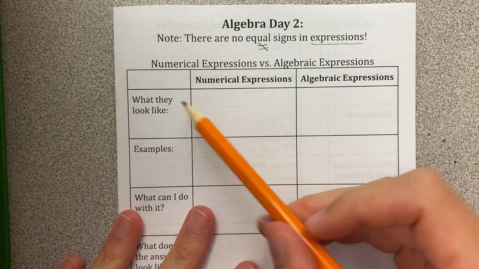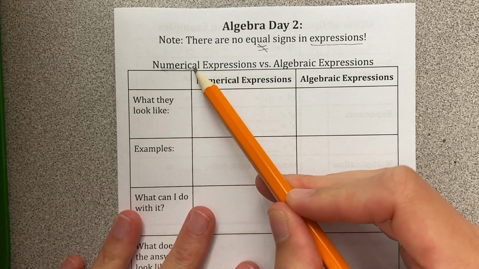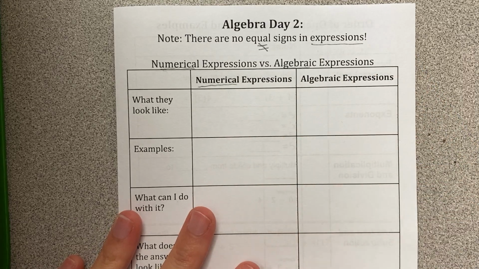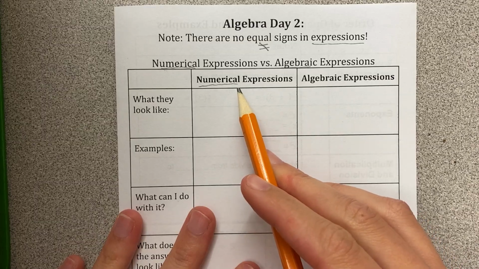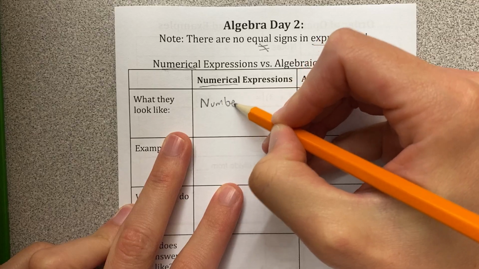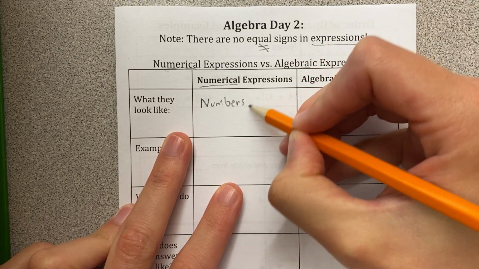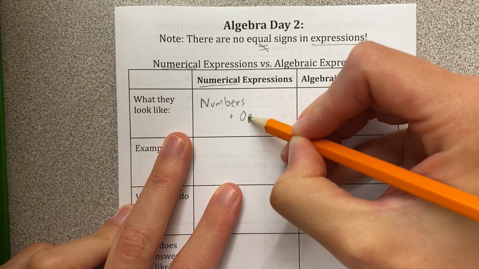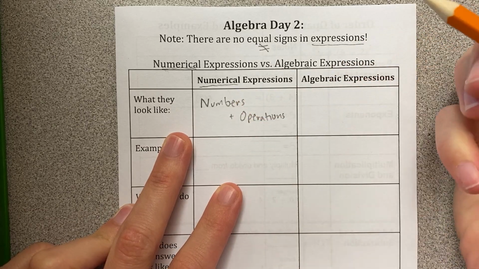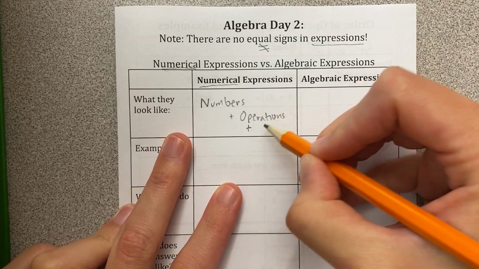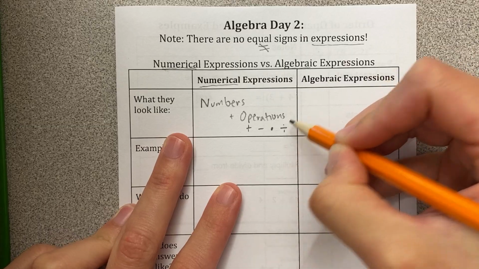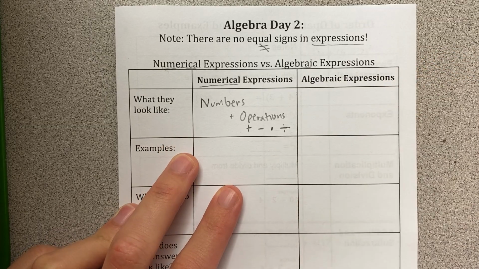Okay, right now, we're going to talk about the difference between numerical expressions and algebraic expressions, and then we're going to learn more about numerical expressions for today. Numerical expressions have numbers and operations. That's all they have in them. Numbers are things like 5, 3, 2, -7, and operations are adding, subtracting, multiplying, and dividing. Dividing usually looks like a fraction when we talk about algebra.